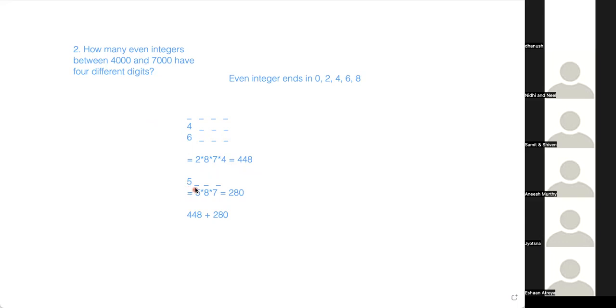So 5 is the first digit. For the remaining digits, we know the last digit can now be any of 0, 2, 4, 6, or 8. So there's 5 choices for the last digit.